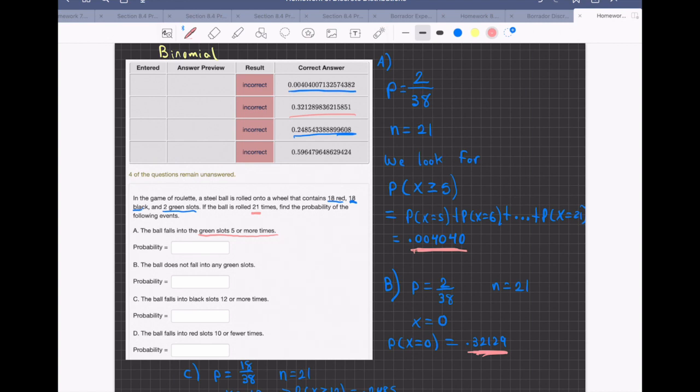And then what about the part D? The ball falls into red slots 10 or fewer. So in this case, please verify that by yourself. I will let you know that here P is the same. The probability of red is 18 out of 38. N equal to 21. X equal to 10. But we're looking for the probability of X less or equal than 10. So substitute that into the application, and you're supposed to have this value.